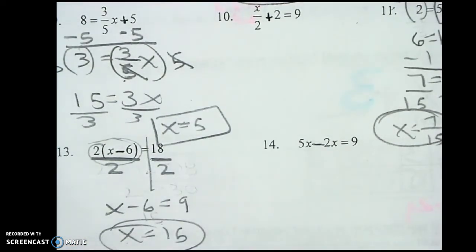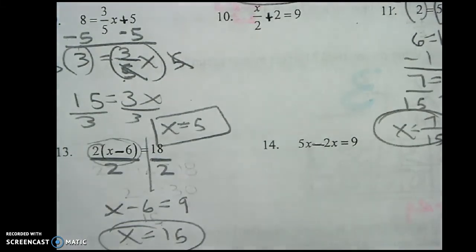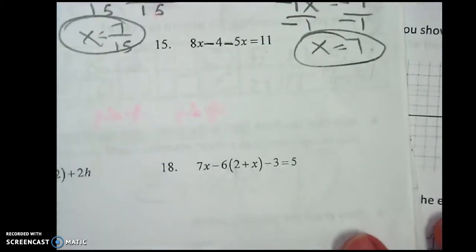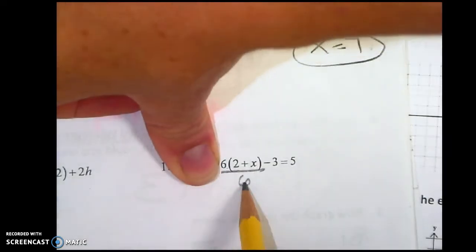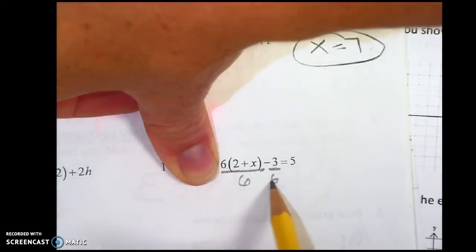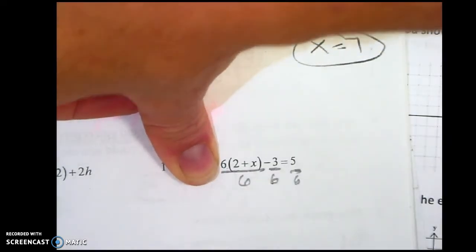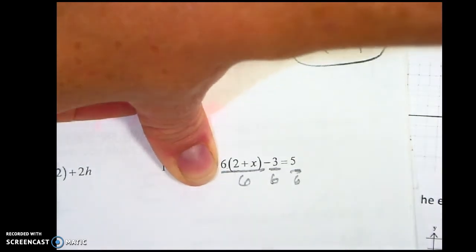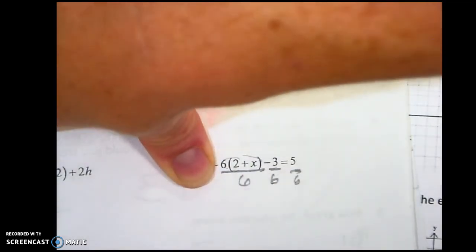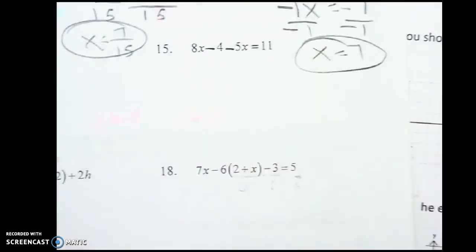Okay? Now what I want to show you, though, is if you have a problem like this one, let's say you didn't even have that. If I divide by 6, I would have to divide by 6 here and divide by 6 here, which is ridiculous. So it's better in this case to multiply. So keep that in mind. Let me say it again.